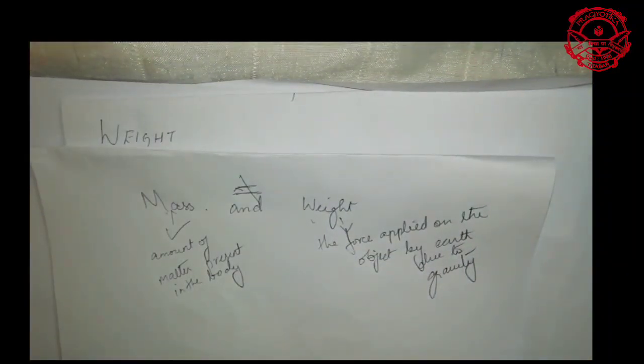So we should always know that mass and weight are completely different. Because when it comes to mass, you will know how much amount of matter is present in the body. If you look at the definition of these two, they are completely different, right? So let me give you an example in order for you to be clear.